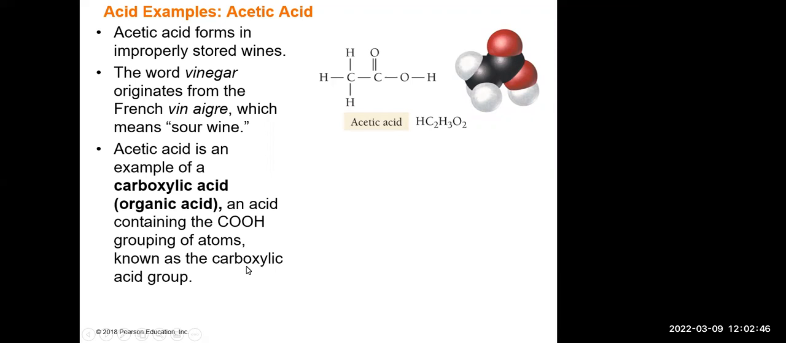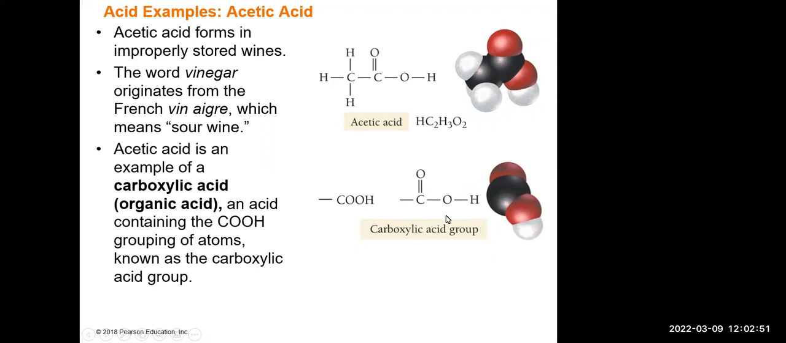So here is the carboxylic acid group, COOH. This bond is bonding to something else. So the carbon is double bonded to the O and single bonded to the oxygen, then the oxygen is single bonded to this H. This H will be the acidic H. Acetic acid is a weak acid.